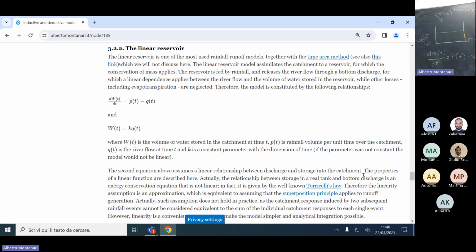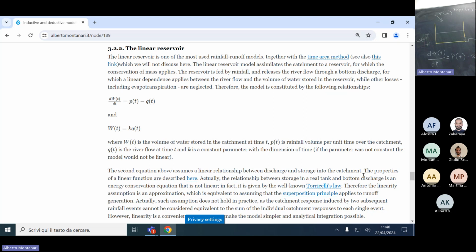You may remember that the relationship between storage and river flow, for instance in a tank or in a reservoir, is a conservation of energy. You can obtain it through a conservation of energy. So the relationship between the storage and the bottom flow from a reservoir is a conservation of energy. So it means that here I should add a conservation of energy equation. But if I want to simplify things, it is just enough that I introduce a relationship between W and Q.